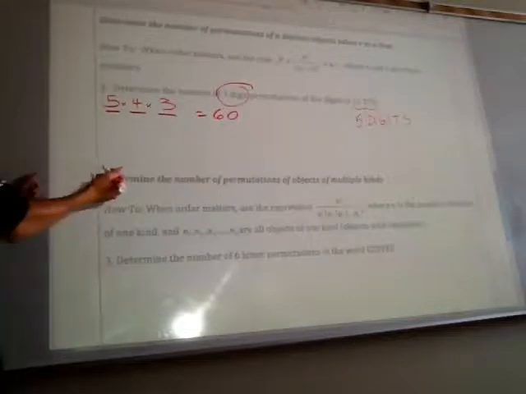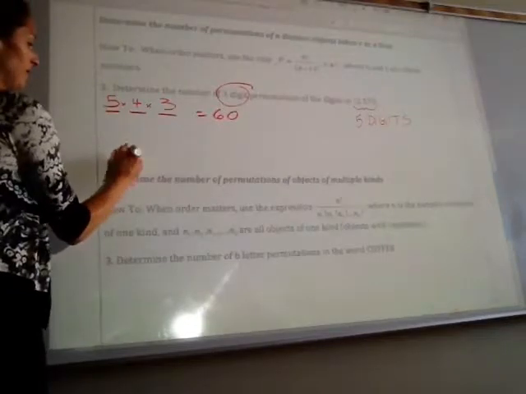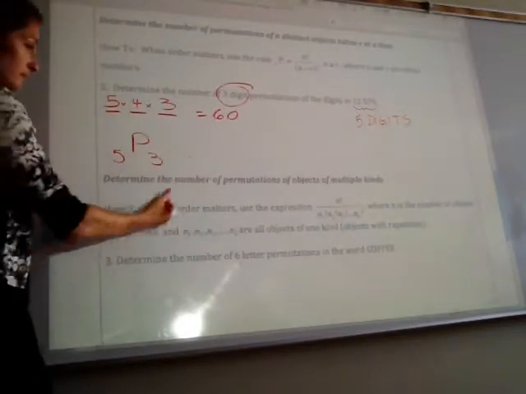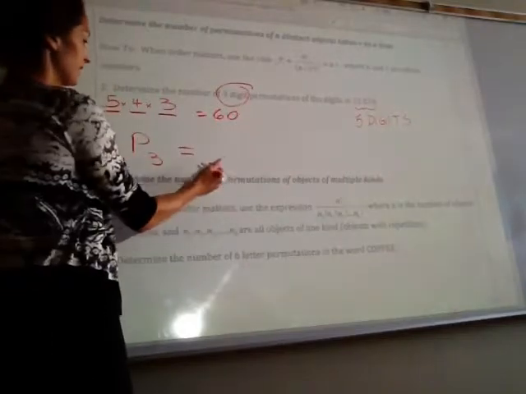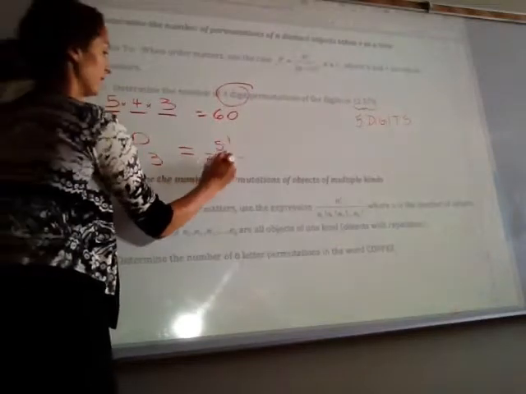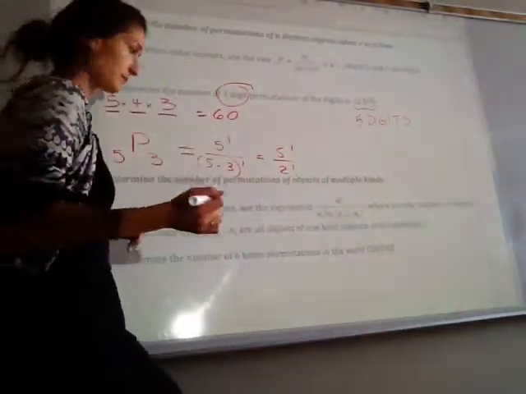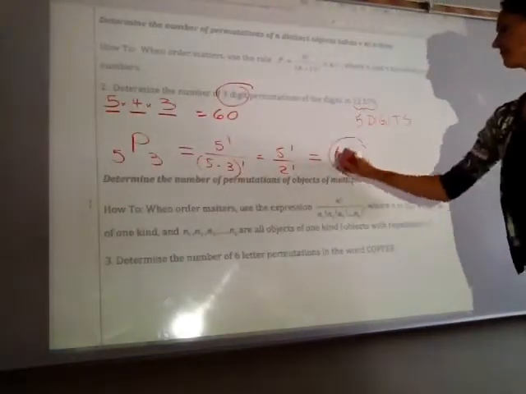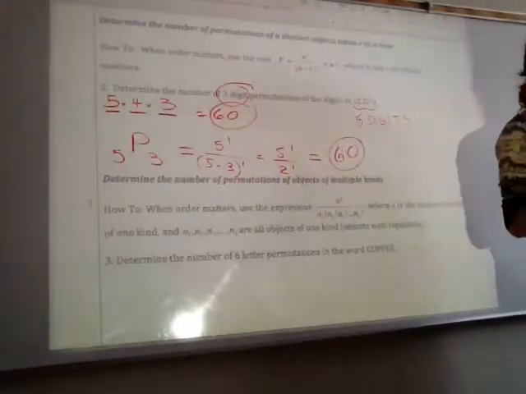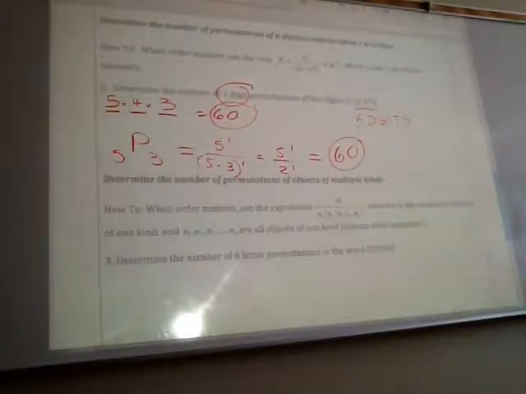Okay, or we could solve this using permutations. How many digits do I have at the start? 5, and I need to pick 3 of them. Putting that in factorial notation, it's n factorial, so 5 factorial, over n minus r factorial, 5 minus 3 factorial, gives me 5 factorial over 2 factorial. And again, you get 60. Okay, so 2 different ways that you could solve that. Any questions so far?